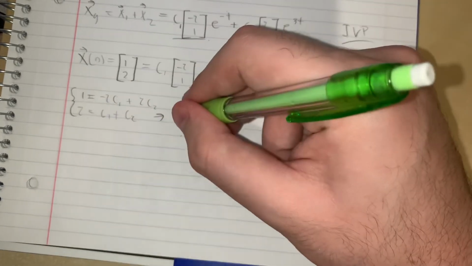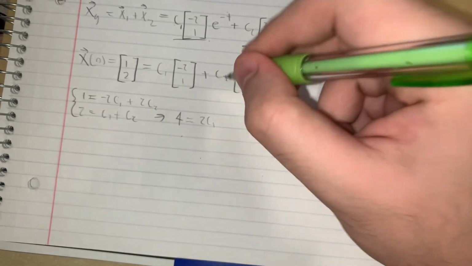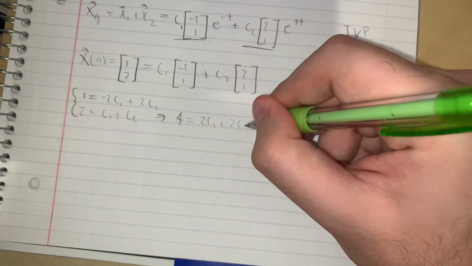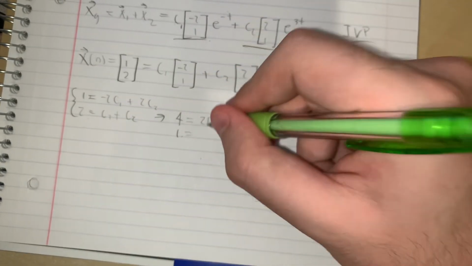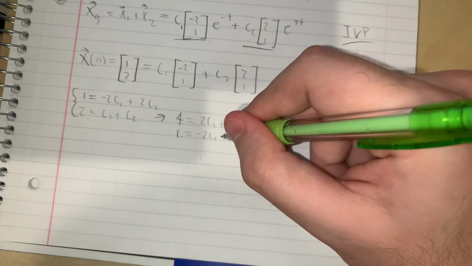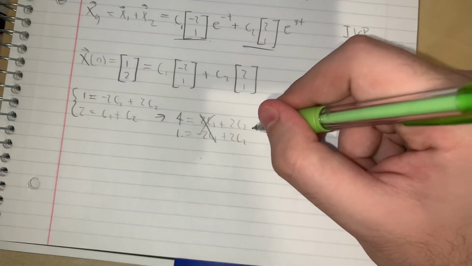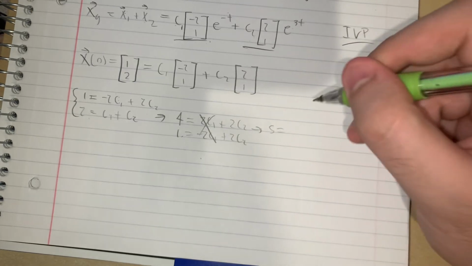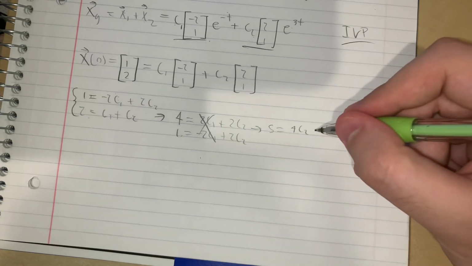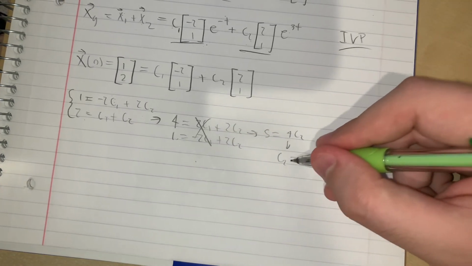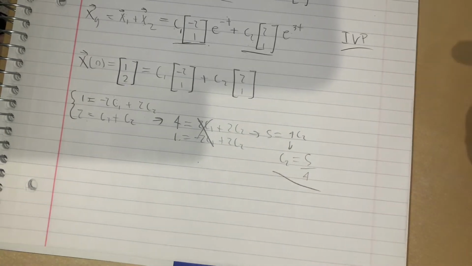If we multiply the bottom one by +2, we'll get that 4 is equal to 2C1 plus 2C2. We'll add it with the top equation, 1 is equal to -2C1 plus 2C2. These two cancel out, and this evaluates to 5 is equal to 4C2. If we divide by 4, we'll get that C2 is equal to 5 over 4. That's our first solution.